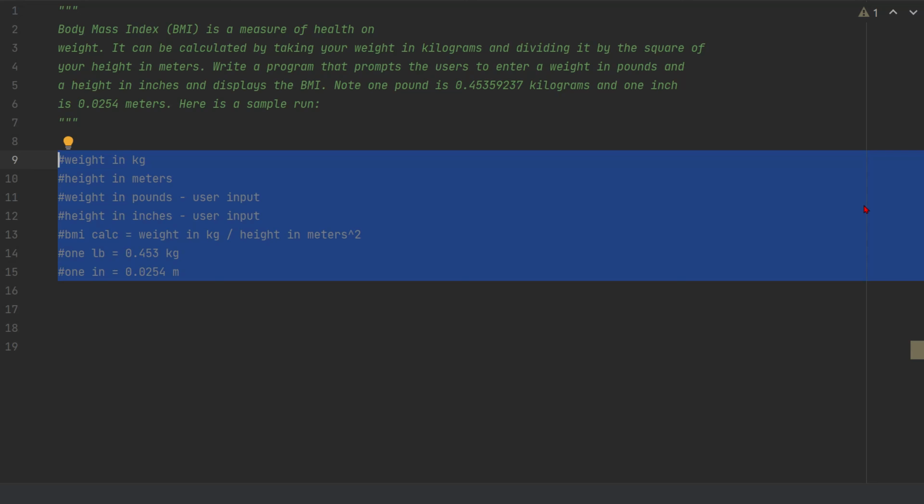Now that we have identified how to determine the requirements from a word problem, later we will take these requirements and apply them to arithmetic expressions.